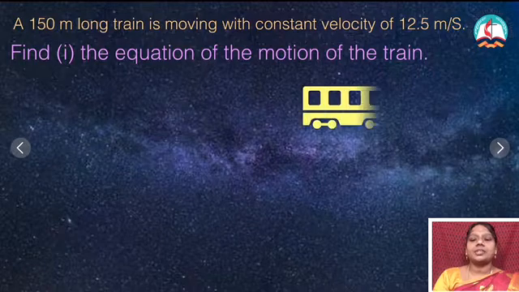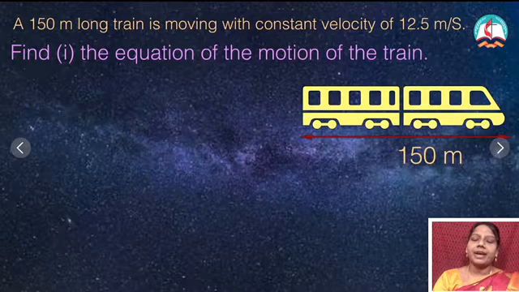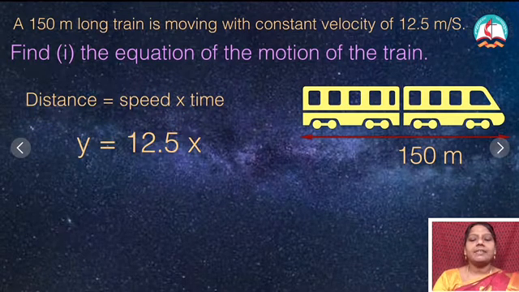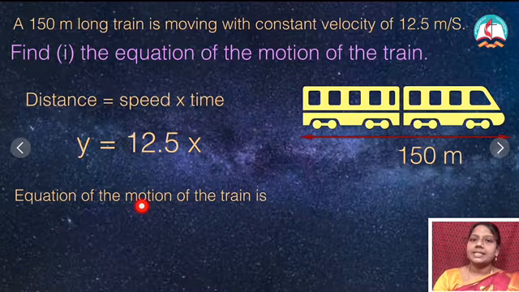So for that I am going to take a train of length 150 meter. Okay, we know that if we are going to find out the distance, then distance is equal to speed into time taken. I just take y is equal to distance and time is equal to x. So now if I am substituting that, then y is equal to, what is the speed given to us? 12.5 meter per second. Therefore, y is equal to 12.5x. Okay, this is the distance. Now we are going to find out the equation of the motion of the train. So that means for the moving train, this is the distance covered at the time taken, the train covers it.